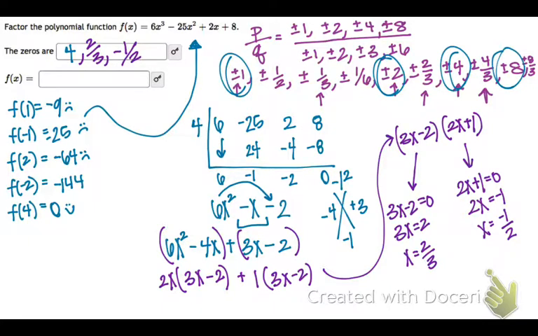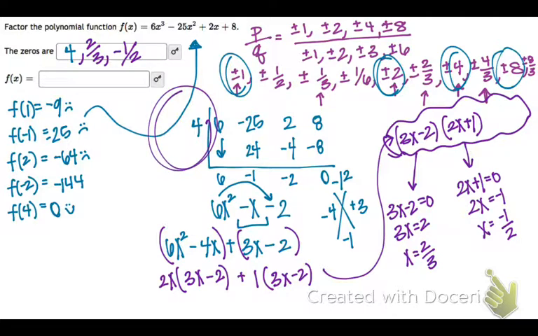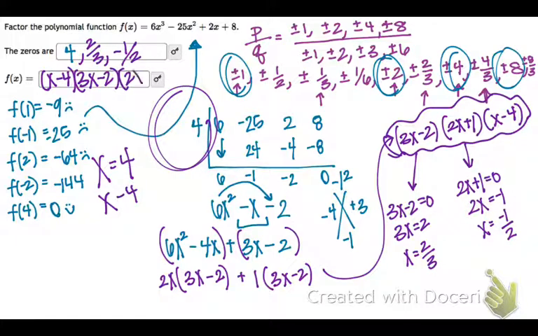Now, this right here is part of our f of x. We are just missing this one. So to put that back into its factor, if we have x equals 4, I'm just going to subtract it, so I'd get x minus 4. So our other factor would be x minus 4. So f of x equals x minus 4, 3x minus 2, and 2x plus 1.